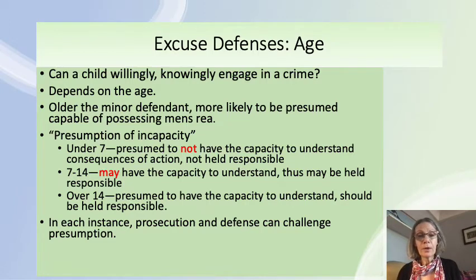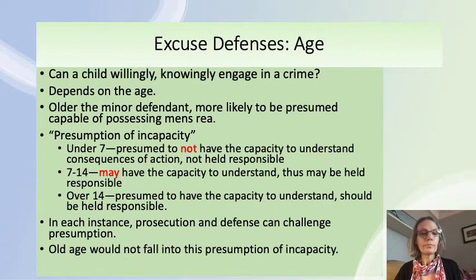On the flip side of that, you could have a 15-year-old where we presume they're capable of possessing mens rea, but the defense attorney could argue to the contrary and say, most 15-year-olds do have that capacity, but not this 15-year-old. And let me enumerate maybe developmental disabilities, or maybe the mental impact of trauma, etc. So each of these assumptions of capacity can be challenged by both the prosecutor and the defense attorneys.